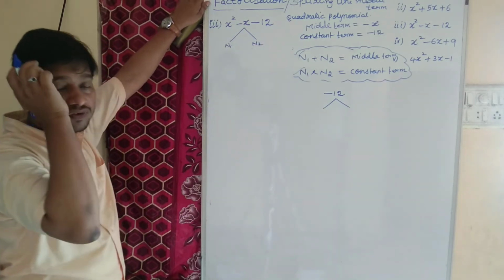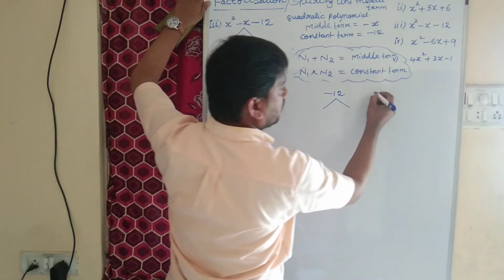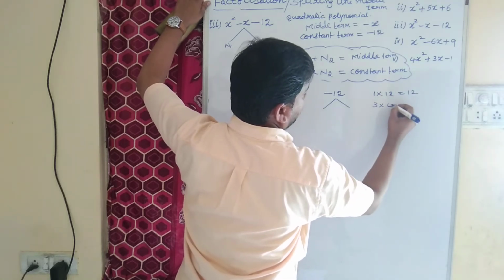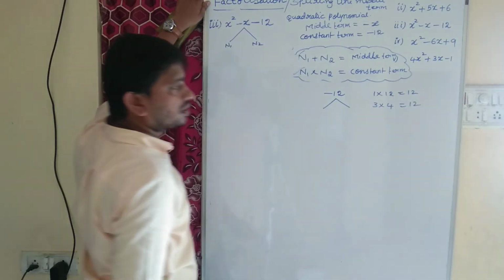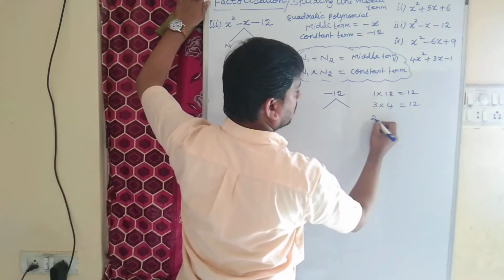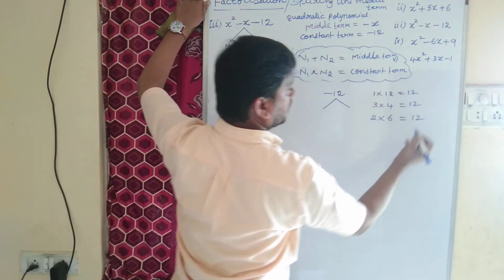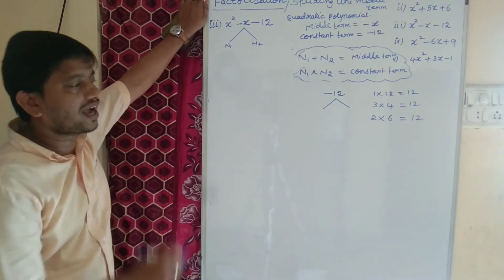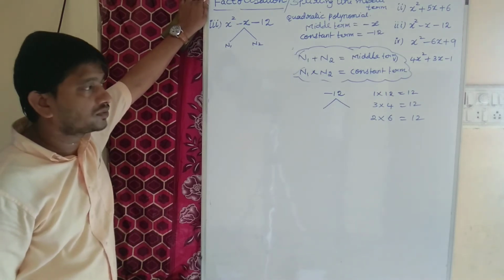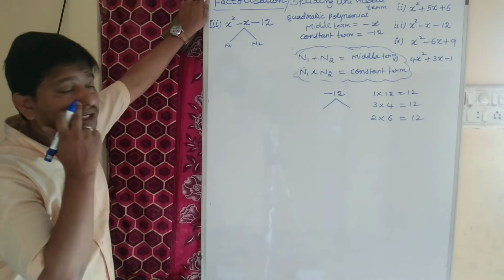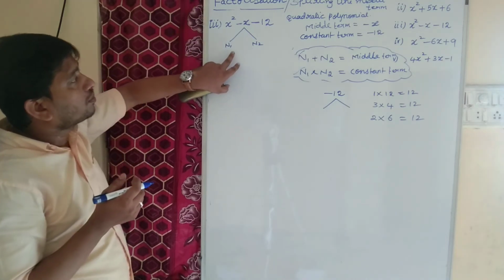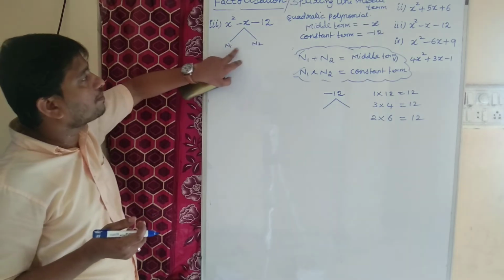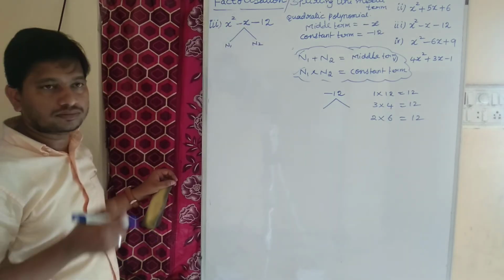What are the factors of 12, children? The factors of 12 are 1 times 12, 3 times 4, 6 times 2, 12 times 1, 4 times 3, etc. Right? They are the factors of 12. Now the condition is what here, children? The condition is that the product of two numbers must be the constant term, and the sum of the two numbers must be the middle term.